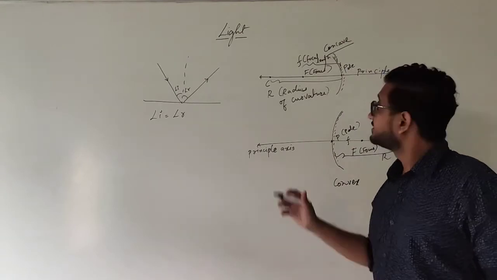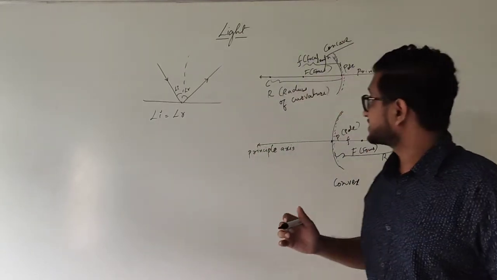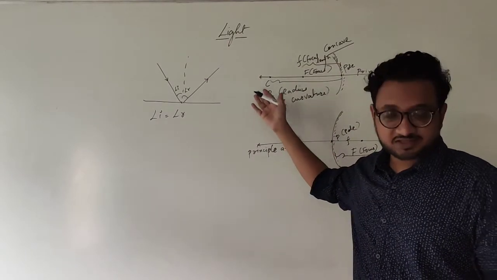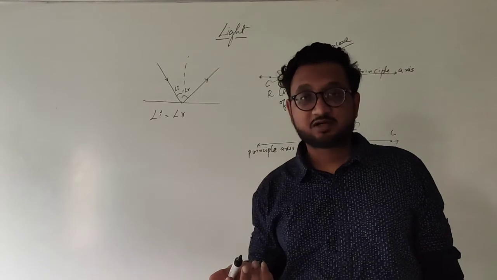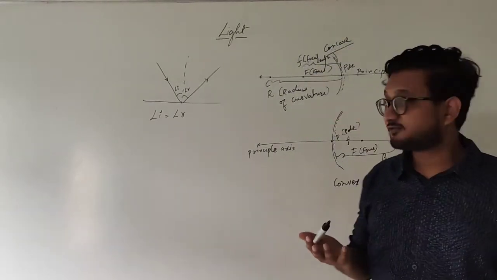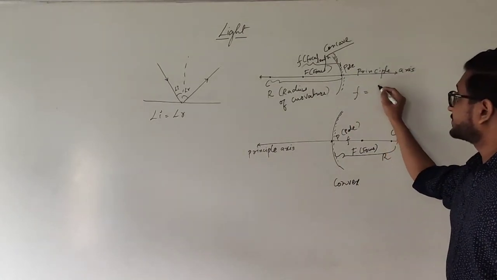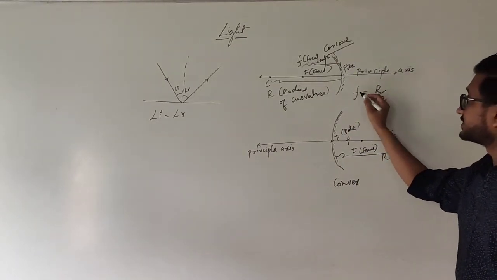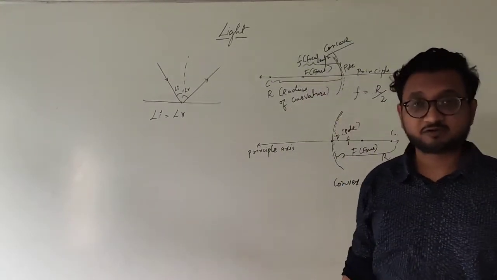I repeat once again, focal length is half of the radius of curvature. So if radius of curvature is 20 centimeters, then focal length is 10 centimeters. If radius of curvature is 10, then focal length is 5. Very simple. So you can write like this, that focal length f is equal to R by 2, that is half of the radius of curvature.